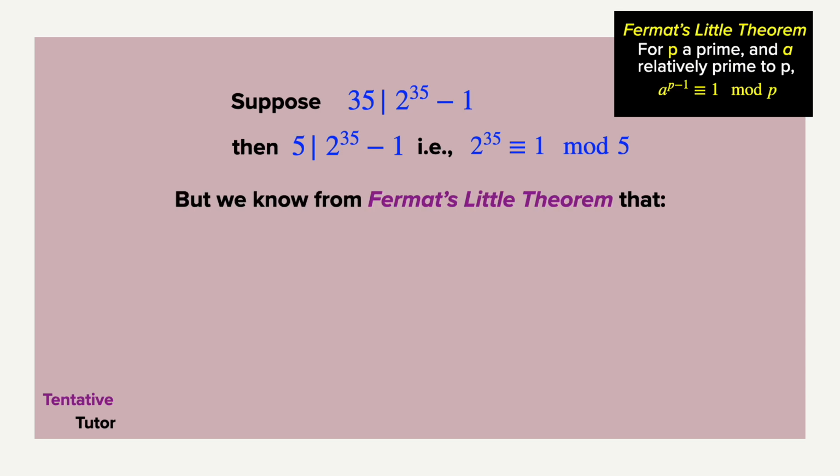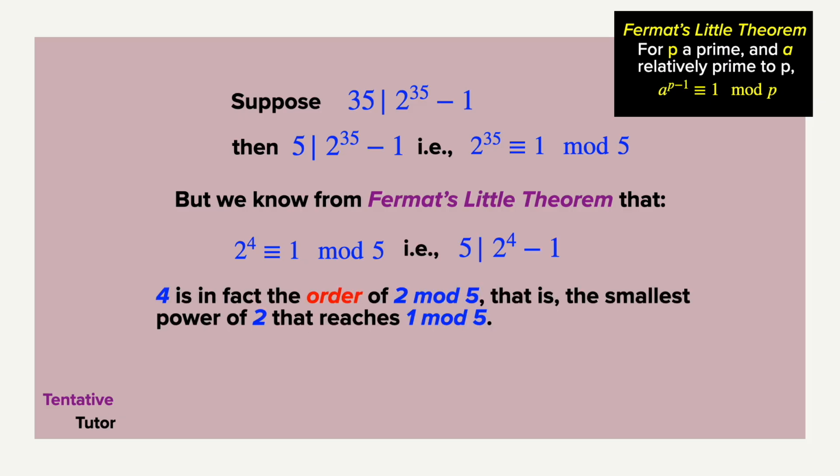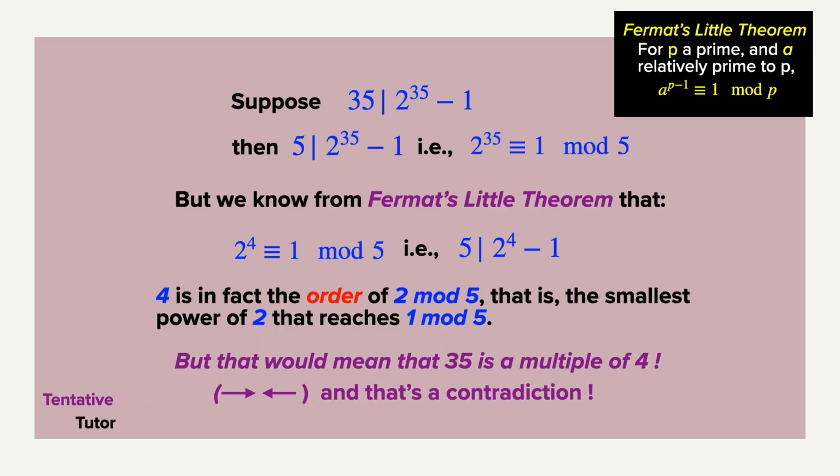But we know from Fermat's little theorem that 2 to the 4th is congruent to 1 mod 5, where here 5 is p and 2 is a. That is, 5 divides 2 to the 4th minus 1. 4 is in fact the order of 2 mod 5. It's the smallest power of 2 that reaches 1 mod 5. And in fact, any other power of 2 that reaches 1 mod 5 would have to be a multiple of 4, meaning that 35 would have to be a multiple of 4. But 5 is the smallest non-trivial factor of 35, and that's a contradiction.